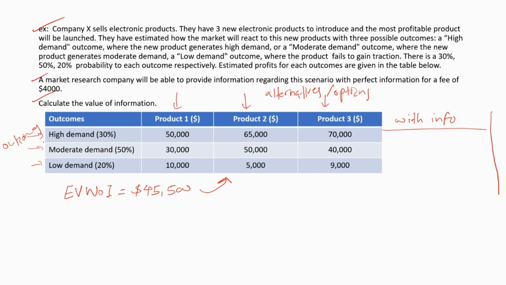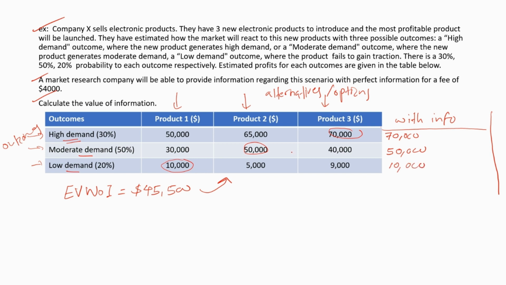So what we are going to do is select the highest value for each outcome. So for the first outcome, which is high demand, the highest value is 70,000. So we select the 70,000. Then for the second outcome, which is moderate demand, what is the highest value? Which is 50,000. So we select 50,000 under the with information column. For the third outcome, which is low demand, what is the highest value? Which is 10,000. So we select 10,000 here.